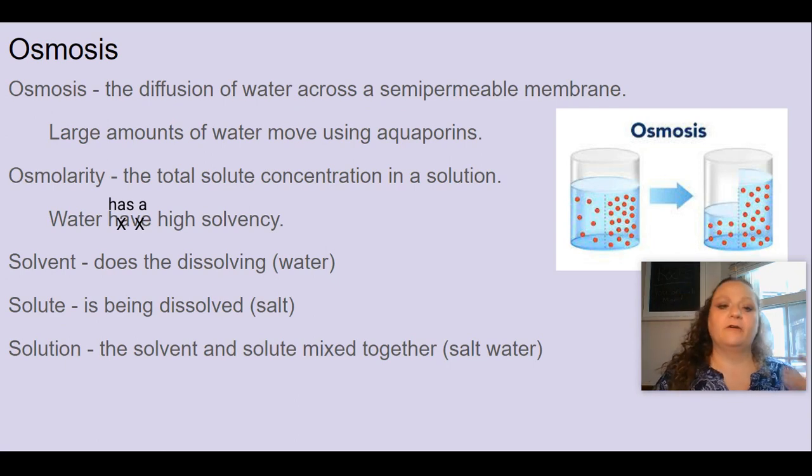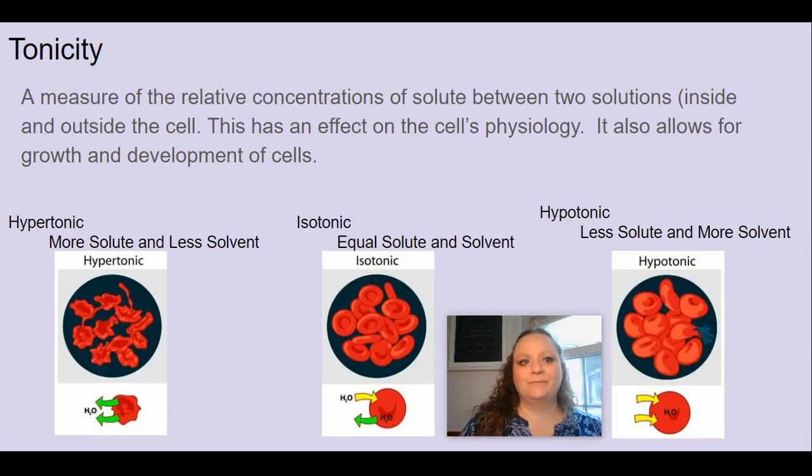So, just a couple of other definitions you need to know. A solvent is what's doing the dissolving. Water, in this case, would be the solvent, usually the liquid. Solute is what's being dissolved. This is something like a salt. The solution is what you get when you put the two of them together. So the solvent and solute mixed together make salt water. That's your solution.